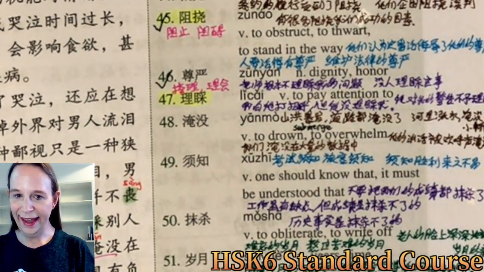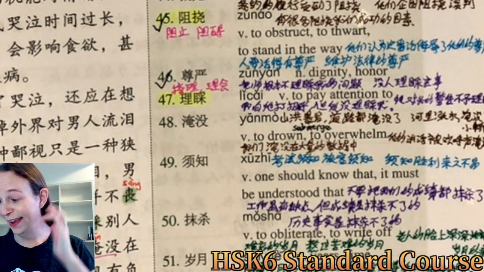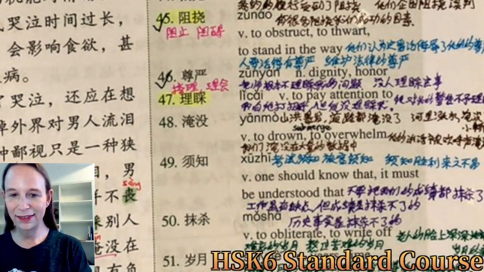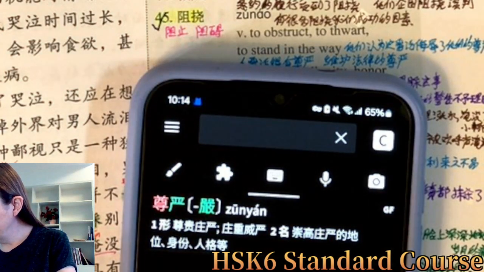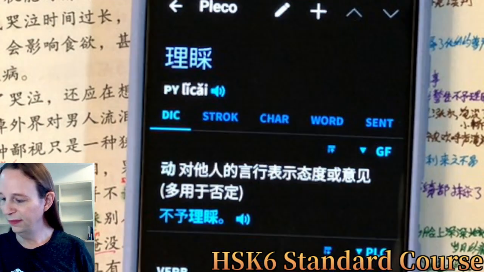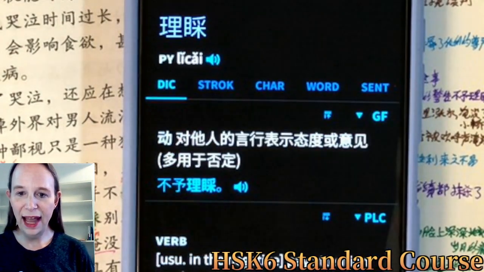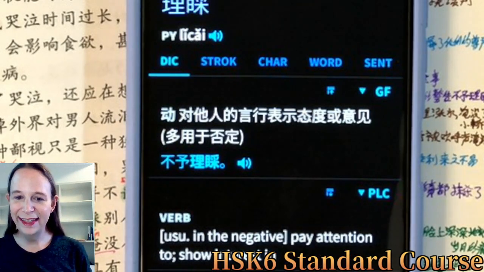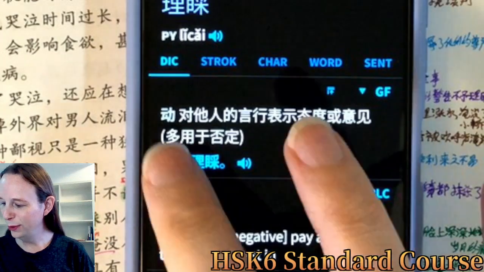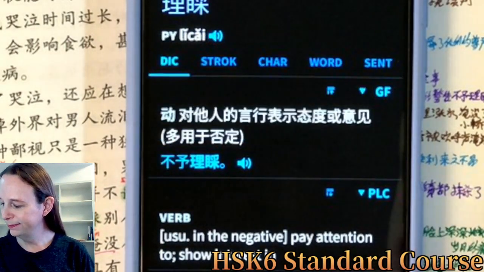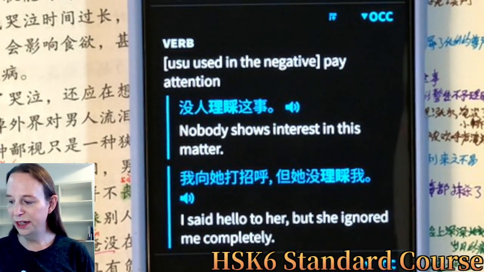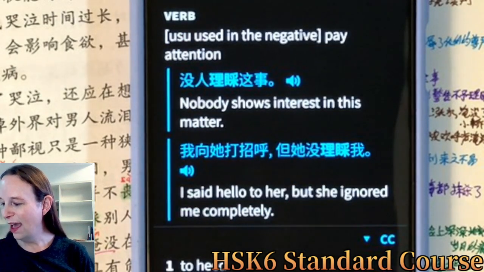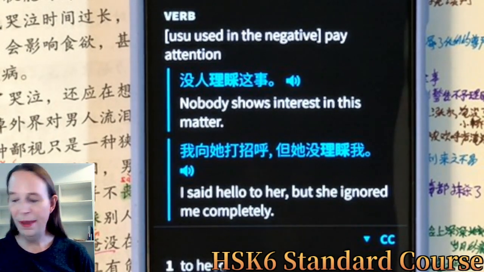Okay, next is 理财. Yeah, this is pretty rare. There are other words like 大理 and 理, just 理 by itself. 理财. 对他人的言行表示态度和意见都用于否定. Yeah, so 不理睬. You don't pay attention. 不予理睬. 没人理睬这事. Yeah, no one cares. No one cares about this. 我向他打招呼，但他没理睬我.